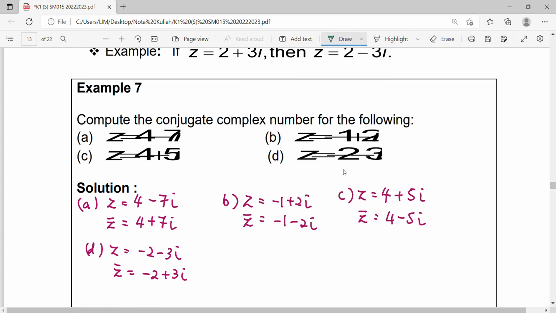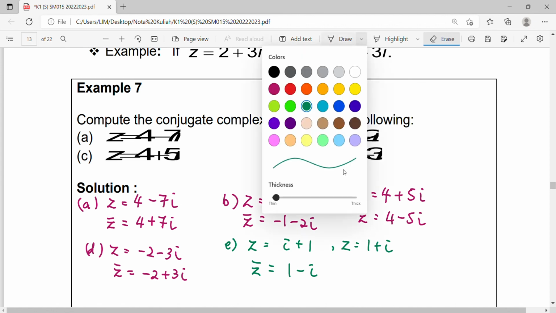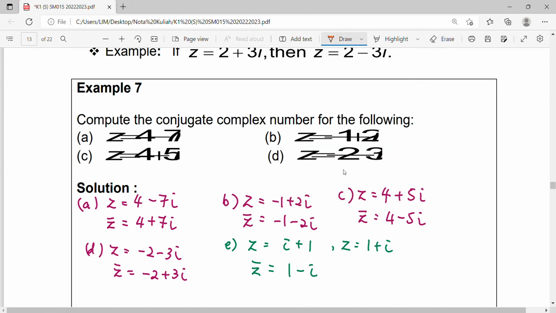So if I give you another example, complex number is i plus 1. So what's your conjugate? 1 minus i. So this one have to rearrange first. Z is 1 plus i. Then you can get the conjugate correctly, which is 1 minus i. So it's not changing at the back. We didn't define the conjugate changing at the back. Our definition is changing at imaginary part.